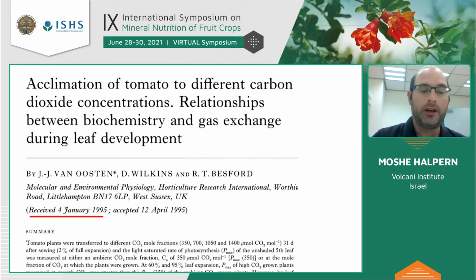Sometimes I read older articles. This one's from 1995. And one of the things that's interesting about reading older articles is whenever they talk about ambient carbon dioxide, you see that it's totally different than it is today. If you look at the bottom of this screen over here, you see that the ambient carbon dioxide from this 1995 paper is 350 ppm.